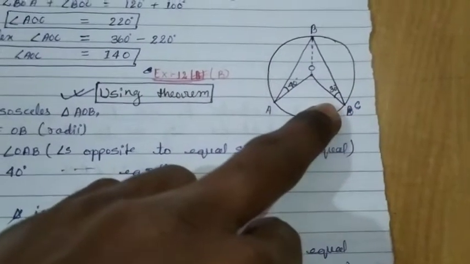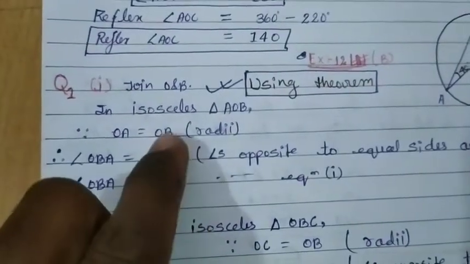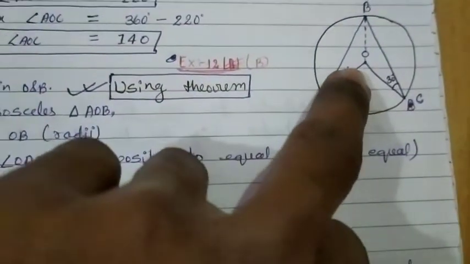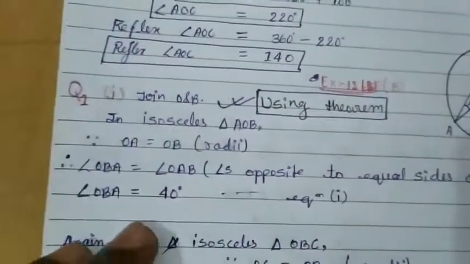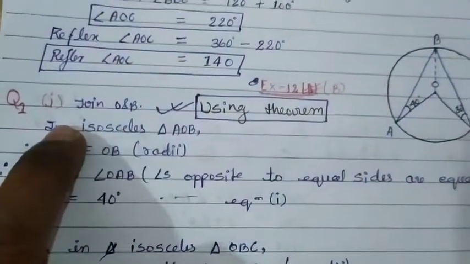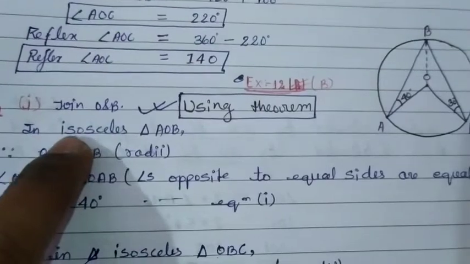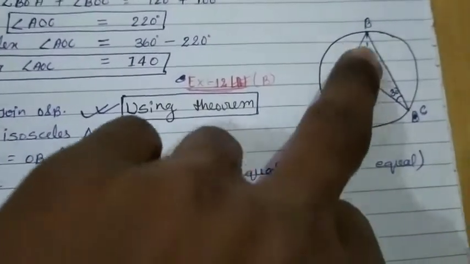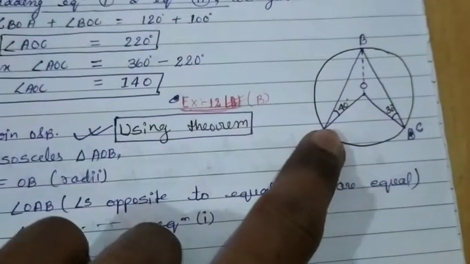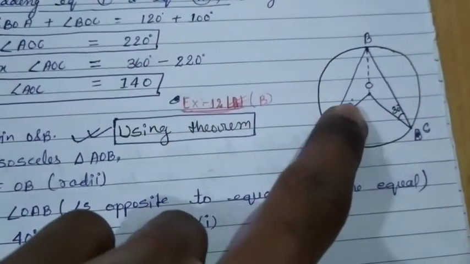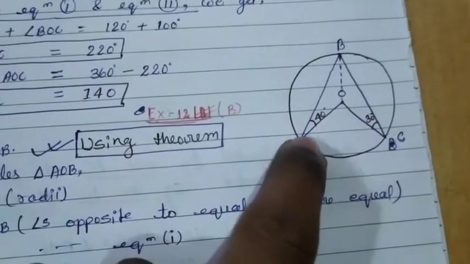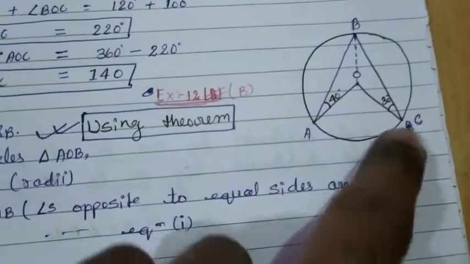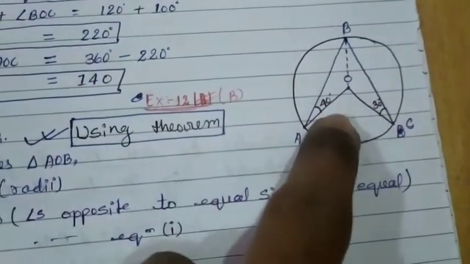For that you need to do a construction, and that is to join O and B. I did that, joined O and B. Then you will get two isosceles triangles. In the first isosceles triangle, that is AOB, you can ask why triangle AOB is isosceles. See the question carefully. OA and OB are the radii of this circle, hence both of them are equal.